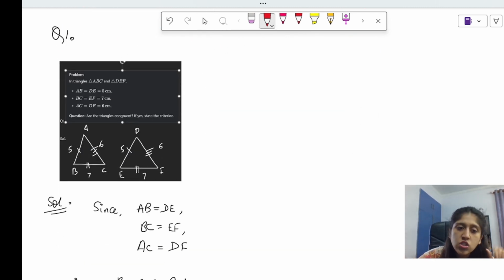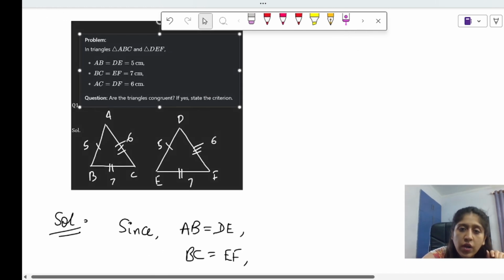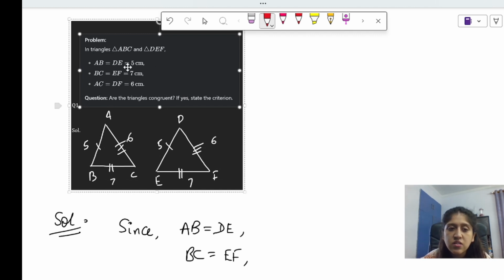Alright? So we have the first question. ठीक है? First read the question very carefully. Let me just zoom it for you all. Okay. Now just look at the question. What does the question say? The question says, I have triangles ABC and I have triangles DEF. So I have 2 triangles. Yes. I have been given certain sides.